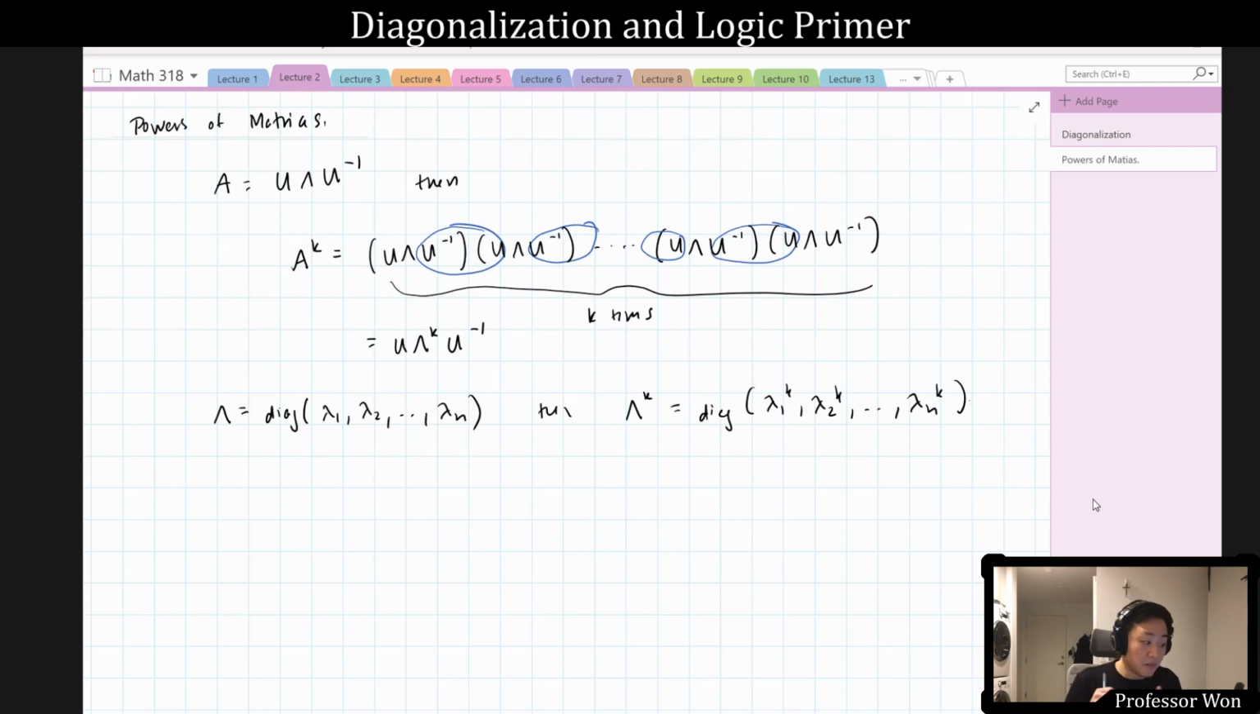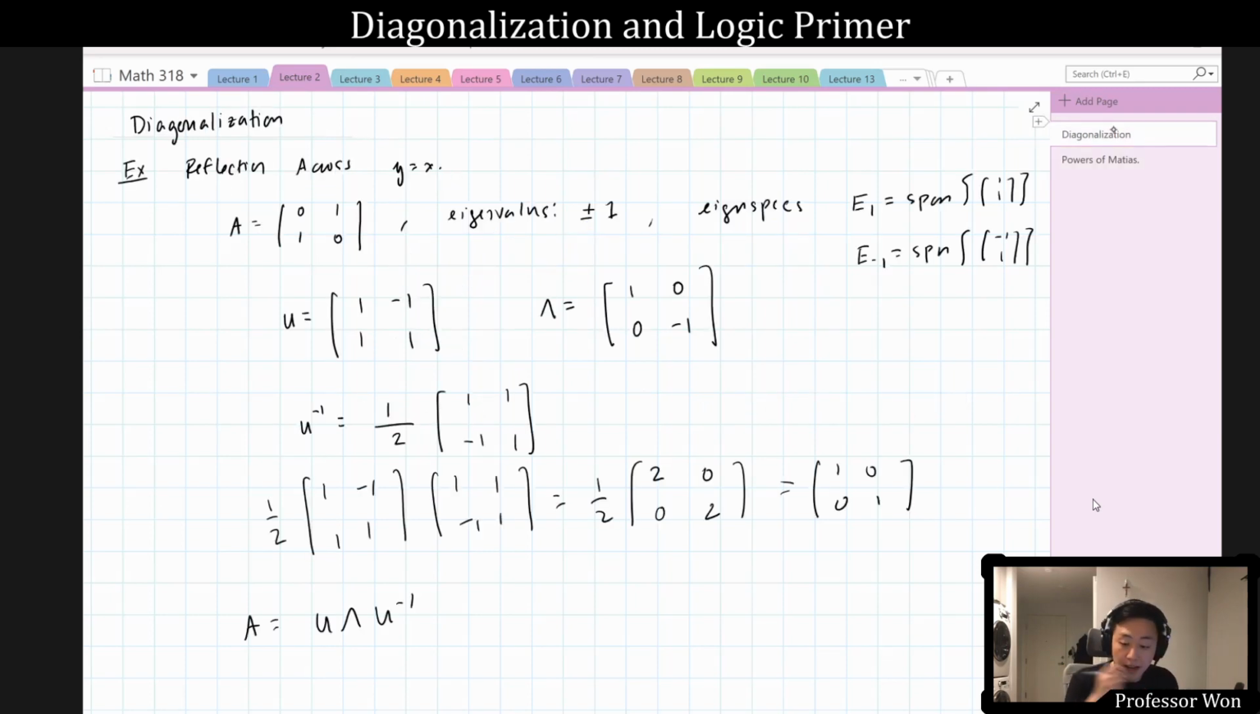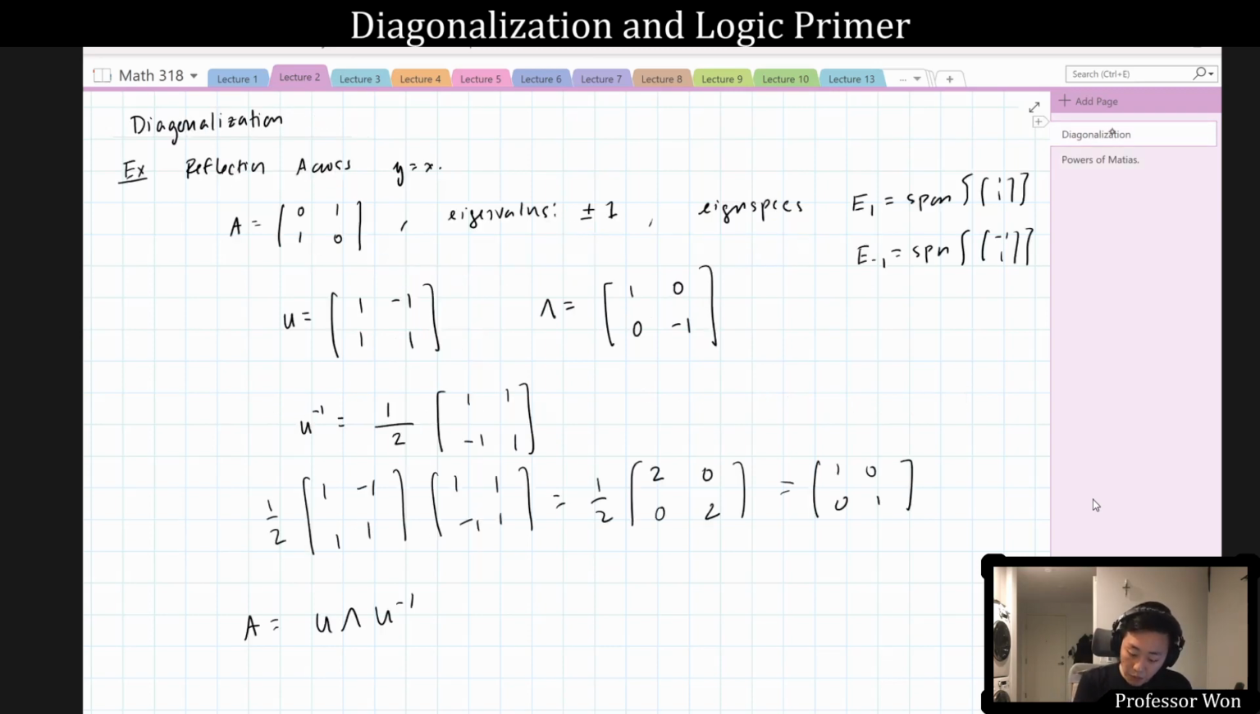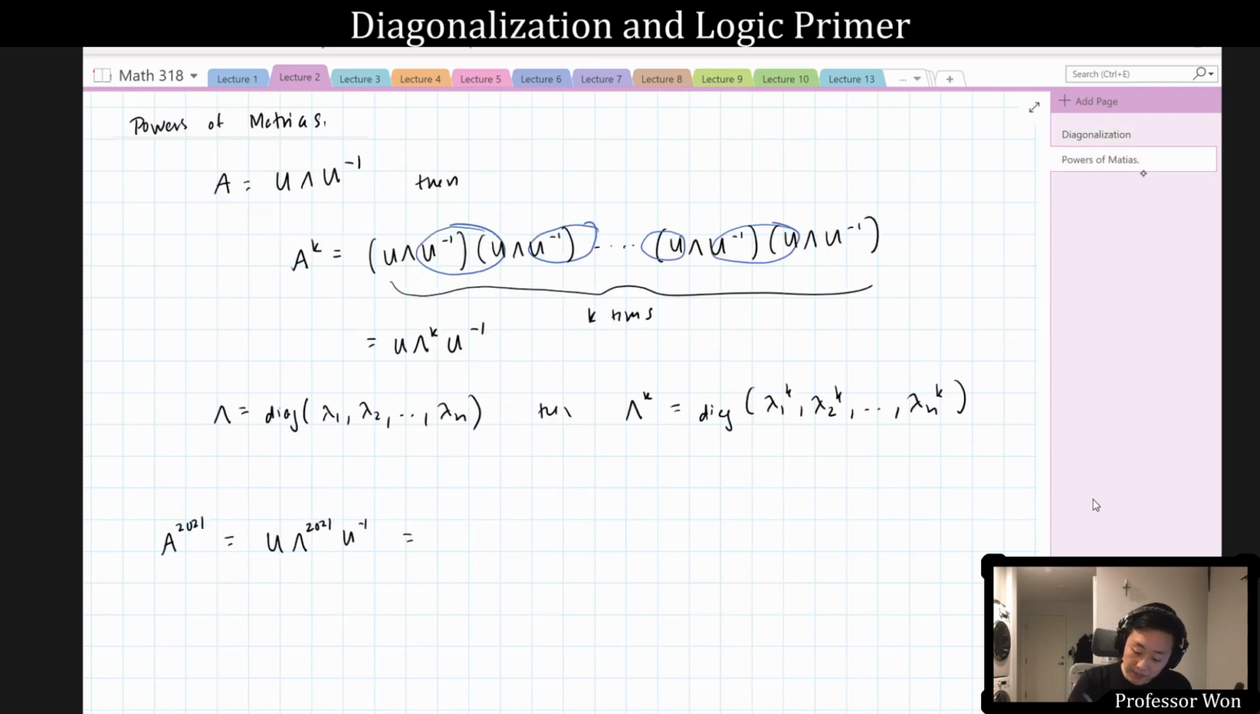Right? And then you know what U is, you know what U inverse is, you know what lambda is, so it's very easy to compute a high power. So if you take this matrix A and you want to compute it to a high power, pick any power you want. Let's take 2021. Well, since earlier we wrote A as U lambda U inverse, this is U lambda to the 2021 U inverse by the above computation. What was U? It was (1, 1; negative 1, 1).